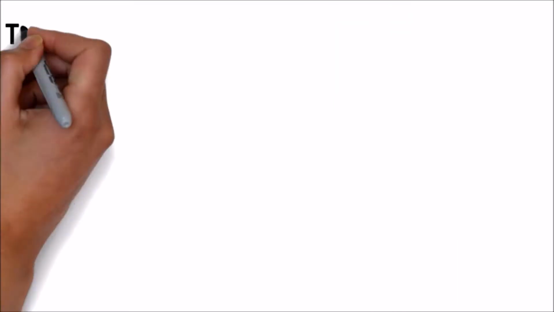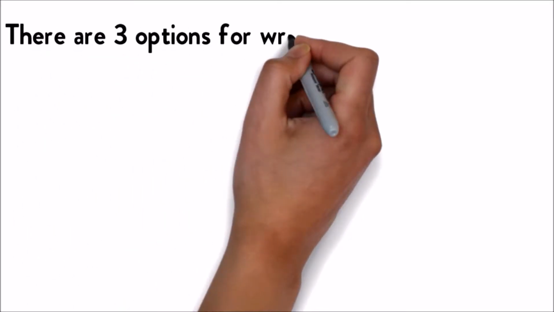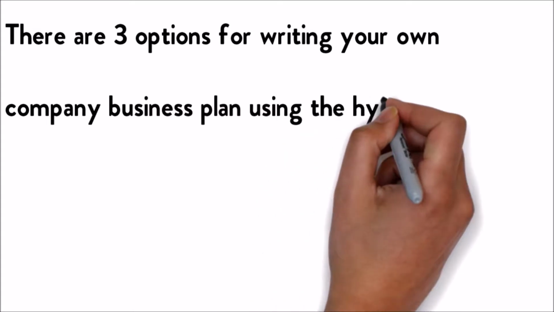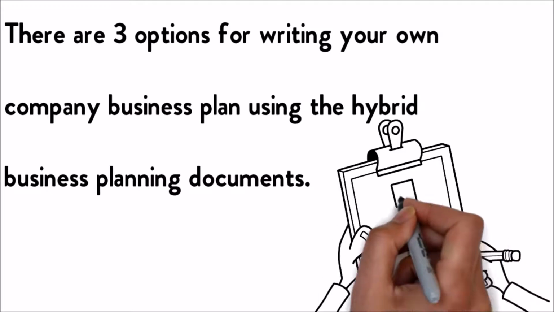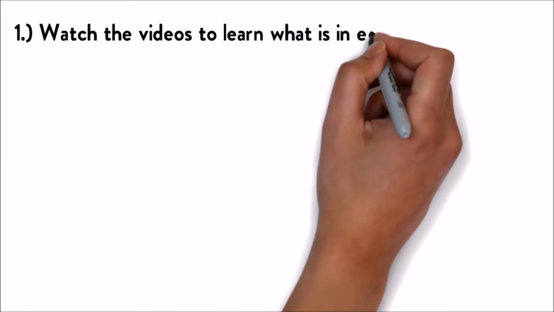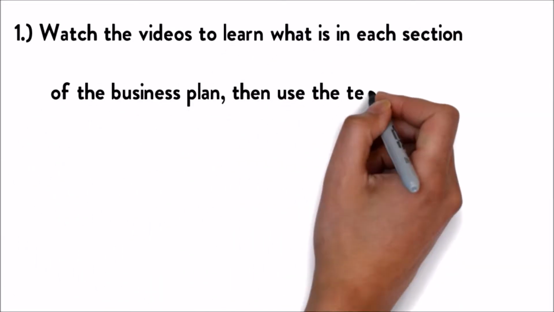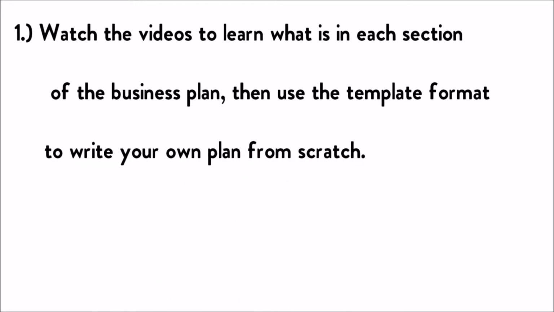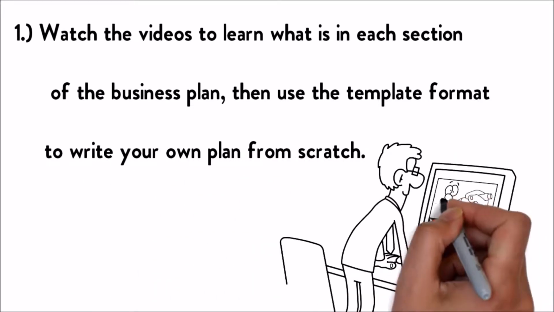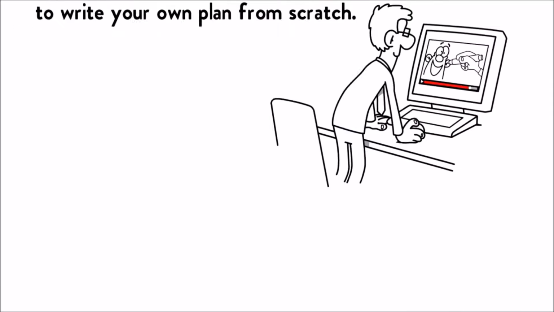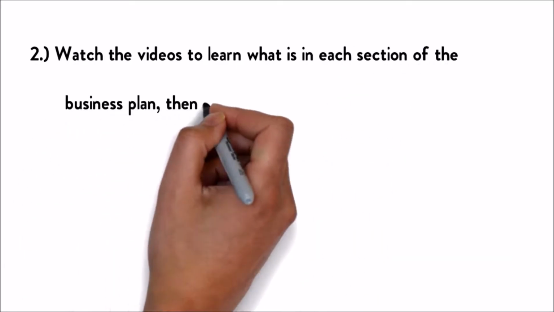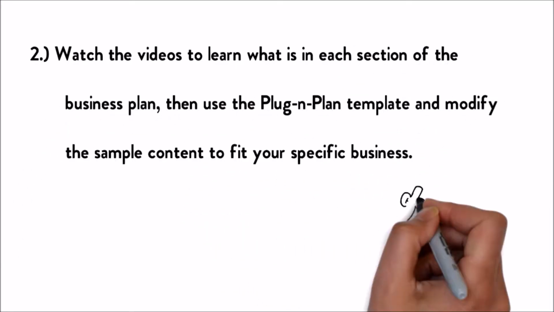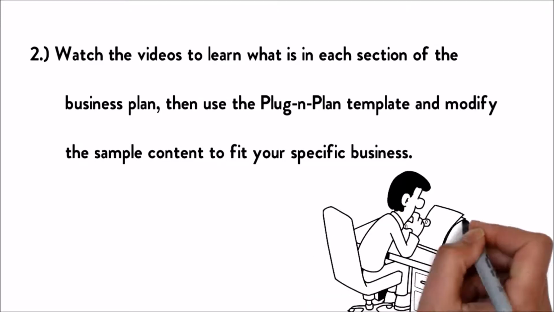There are 3 options for writing your own company business plan using the hybrid business planning documents. 1. Read the instructional content and watch the videos to learn what is in each section of the business plan, then use the template format to write your own plan from scratch. 2. Read the instructional content and watch the videos to learn what is in each section of the business plan, then use the template and modify the sample content to fit your specific business.